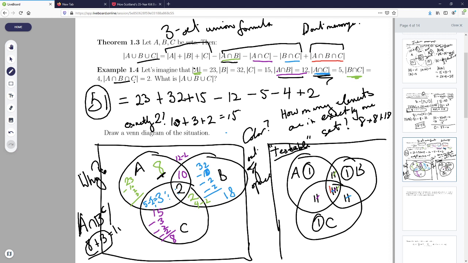Now, what is the algorithm here? What's the algorithm that I used is you always start, right? You start in the middle with the triple intersection. And so you start with the triple. And then you calculate the double intersections. Then you calculate the singleton sets.